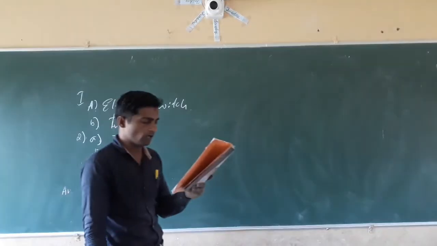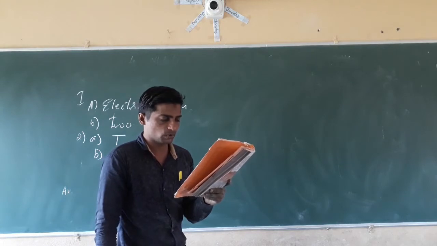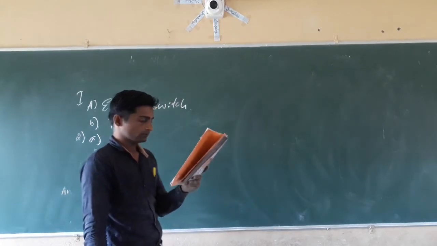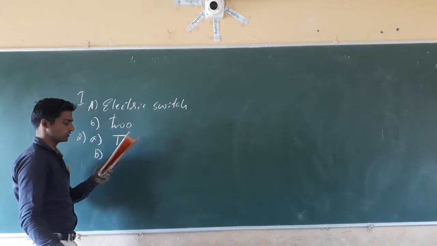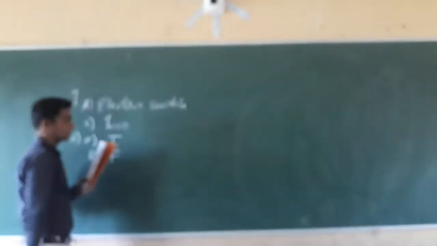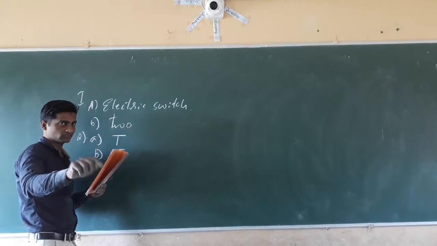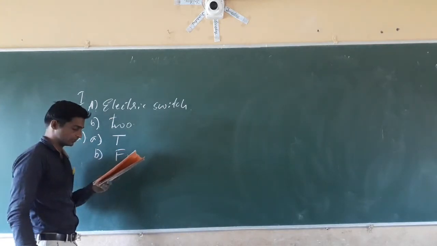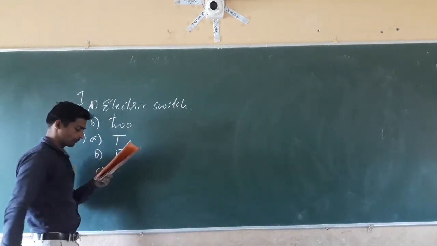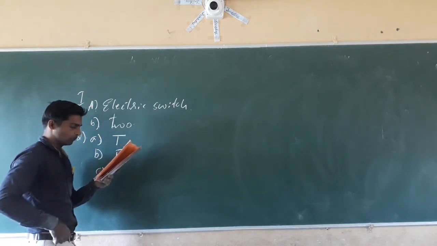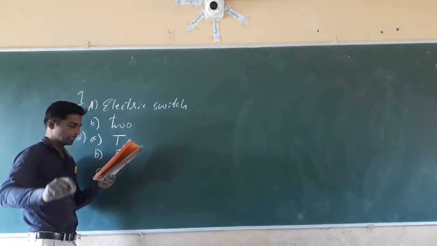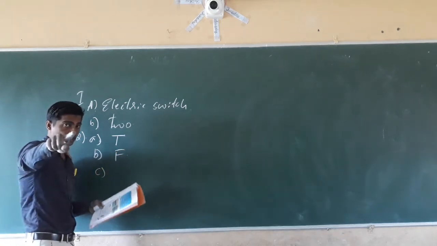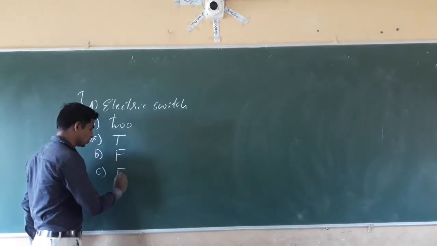Next, B: instead of metal wire, a jute string can be used to make a circuit. False. Jute string we can't use, only the metals, that are good conductors. Jute is an insulator. Then C: electric current can pass through a sheet of thermocol. Thermocol is an insulator. That is also false.